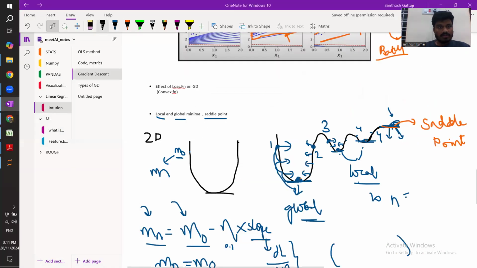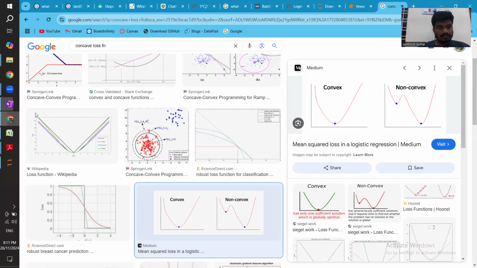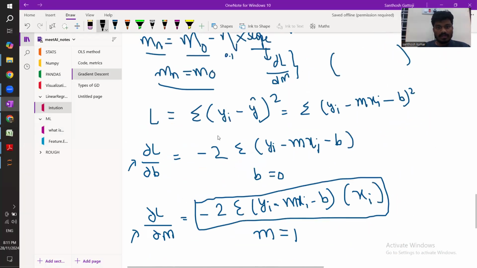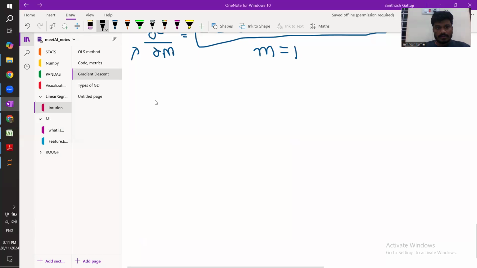So convex has only one minima. If it is non-convex, you can have multiple minima. This will become the global minima, and this is a local minima. Initially, I told that if you're having a convex function, it's fine. No need of any other methods. Directly start anywhere, you will obviously reach here. That's cool.